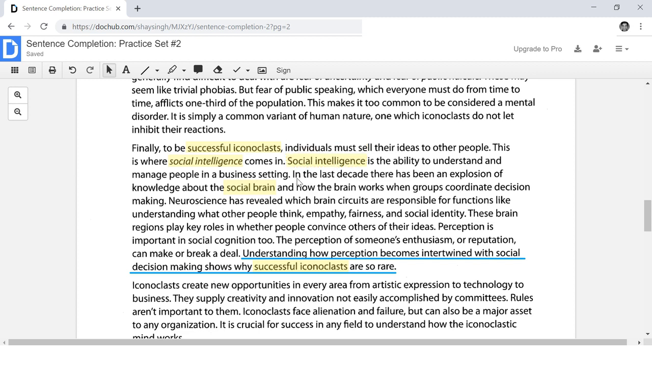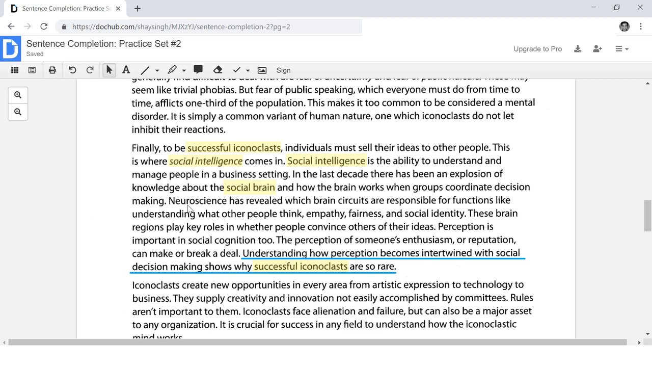So let's read the next sentence in which we have the keyword social brain. In the last decade, there has been an explosion of knowledge about the social brain and how the brain works when groups coordinate decision making. Okay, so right here it's telling me a recent trend that has happened over the last decade. I'm still not sure if this is the reason. It still hasn't mentioned why exactly social brain or social intelligence is useful to iconoclasts. So I want to read a little bit more because it mentions brain here. It mentions what the brain is responsible for. It looks like there might be our answer in the next sentence.